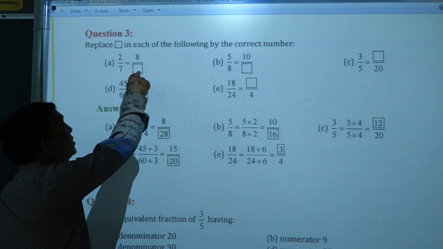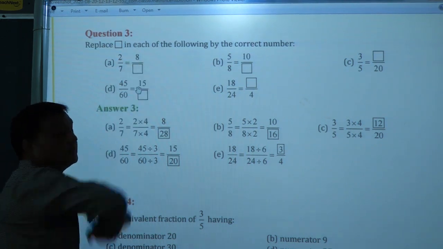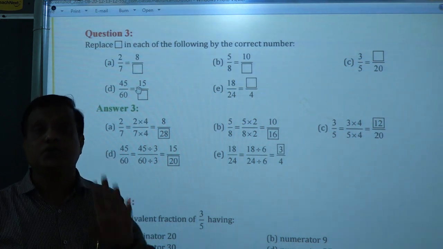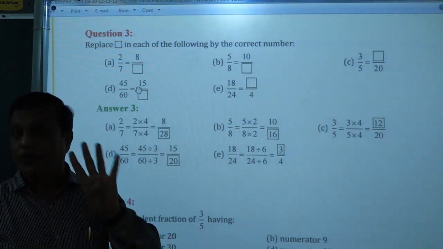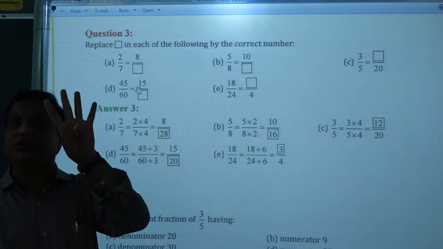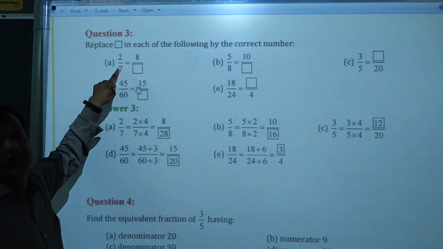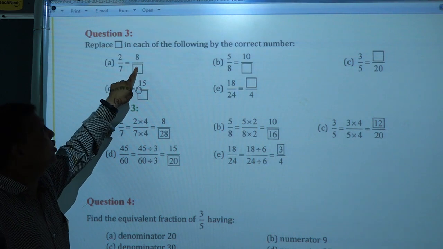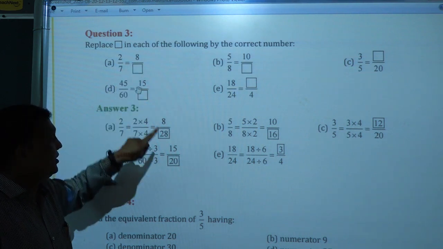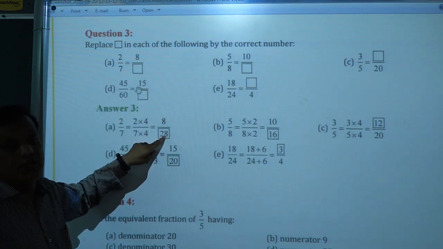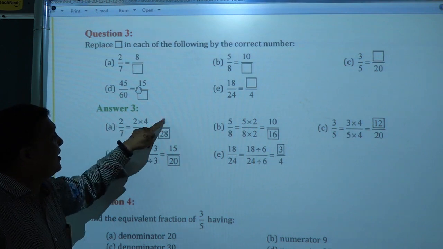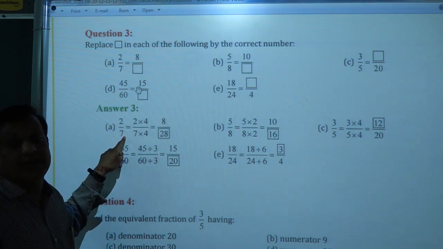So in the 2 table, 8 comes. When 8 comes in the 2 table, 2 4s are 8. So the number 4 you have to multiply with this denominator. So 7 4s are 28. So here the number is what? 28. So 2 upon 7 became 8 upon 28. These both are equivalent fractions.